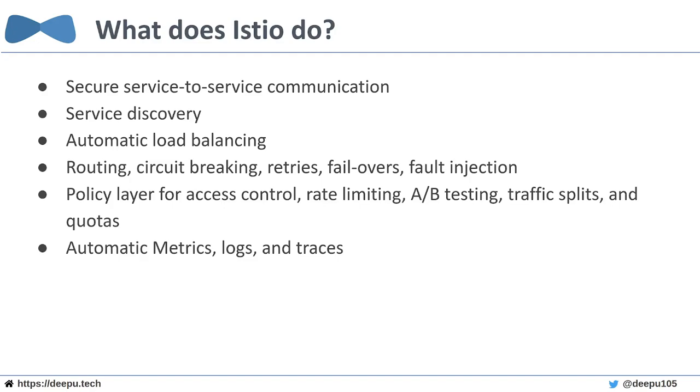Secure service-to-service communication over TLS, of course, with the support for identity-based authentication and authorization. Service discovery, so that your microservices can discover each other. Automatic load balancing for the services. Traffic control features like routing, circuit breaking, retries, failovers, and fault injection. A pluggable policy layer that can enforce stuff like access control, rate limiting, A-B testing, traffic splits, quotas, and so on. It also provides automatic metrics, logs, and traces for all traffic within the cluster, from ingress to egress and between pods.